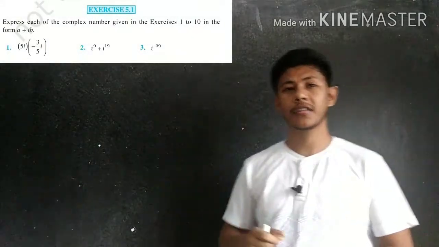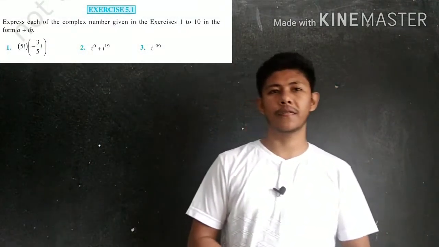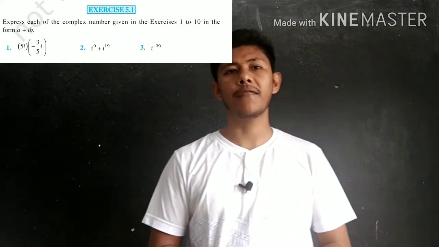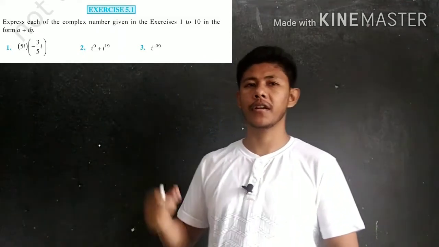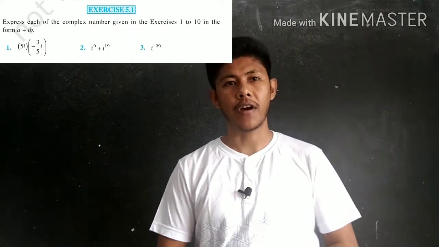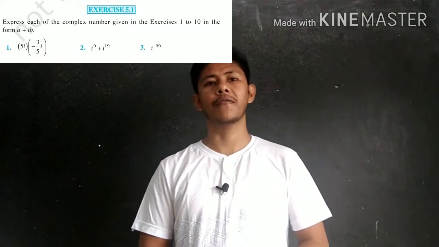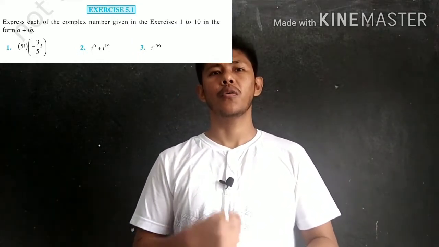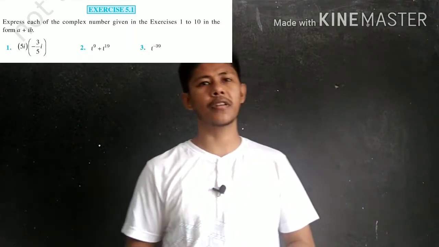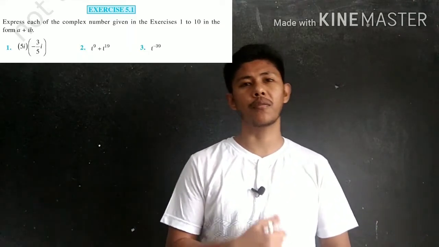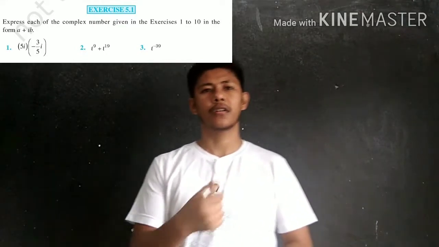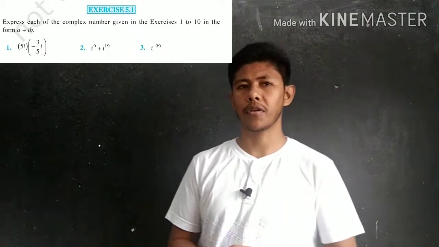In this exercise, the question says: express each of the complex numbers given in exercises 1 to 10 in the form a plus ib. The first three questions are: the first is 5i into minus 3 by 5i, the next is i to the power 9 plus i to the power 19, and the last is i to the power minus 39. We have to convert each into a plus ib form. Let's see how we can solve these three questions.